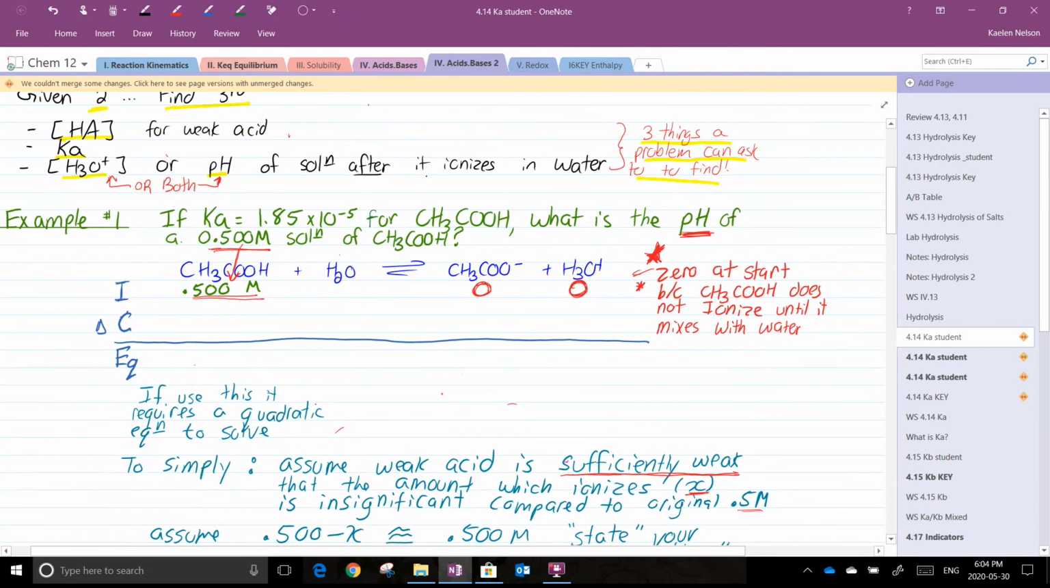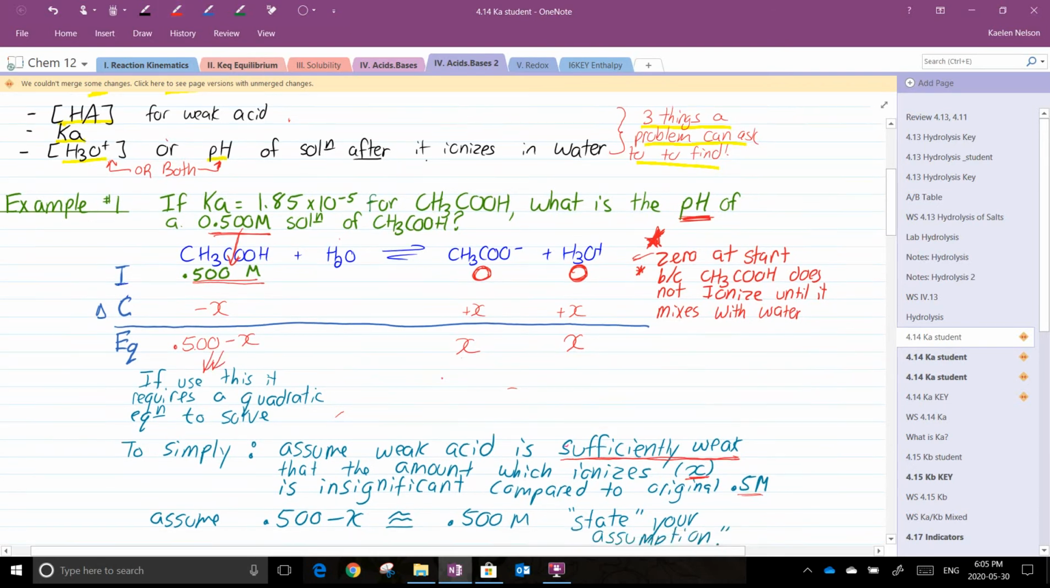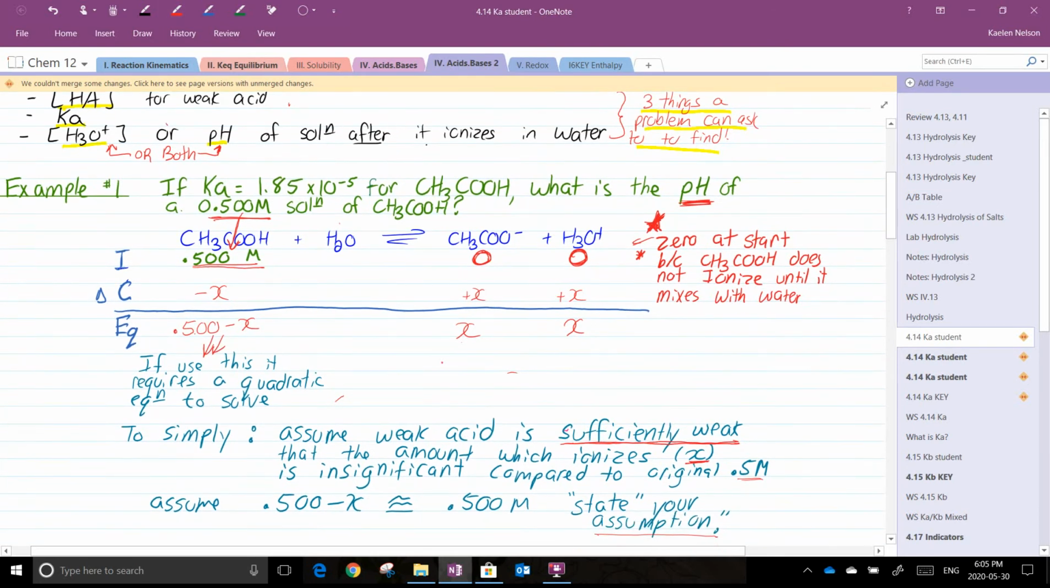After that, I have no other numbers in my question I can use. I can't use the Ka until later, so I'm going to call this x, and this one x, so plus x, plus x, minus x, and if I do some math, this will be 0.500 minus x. So now we come to the note I left for you. If you do it this way, it's going to require a quadratic.